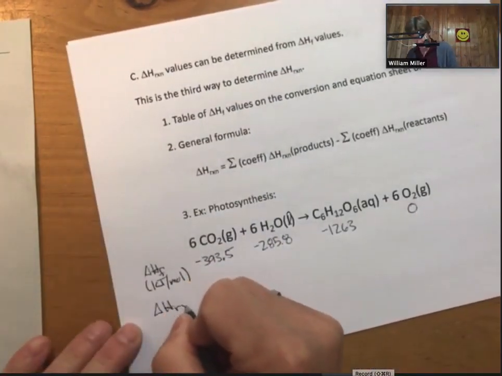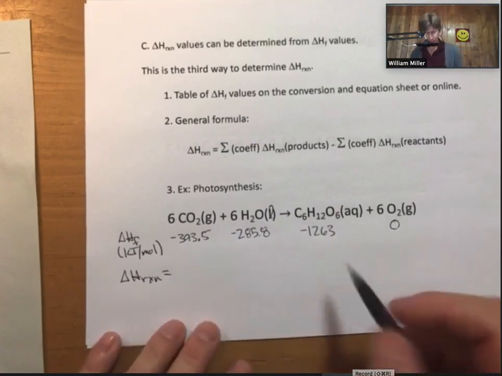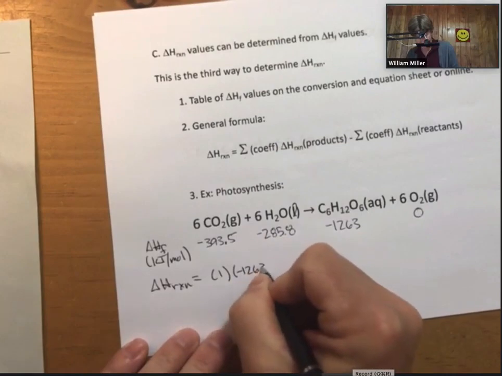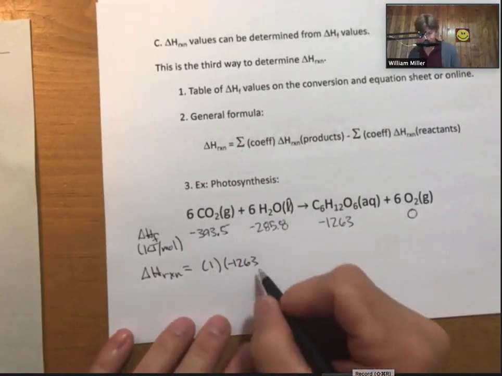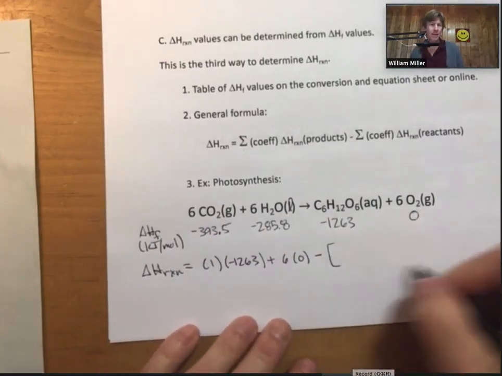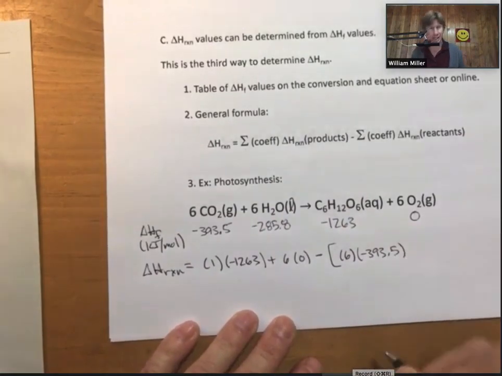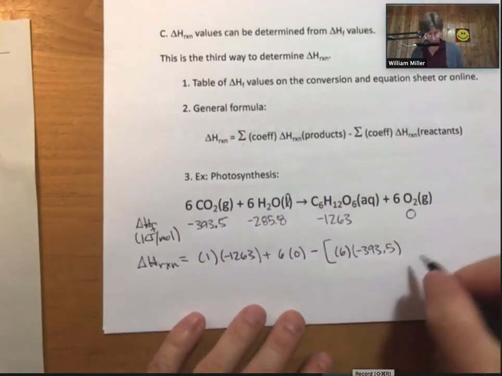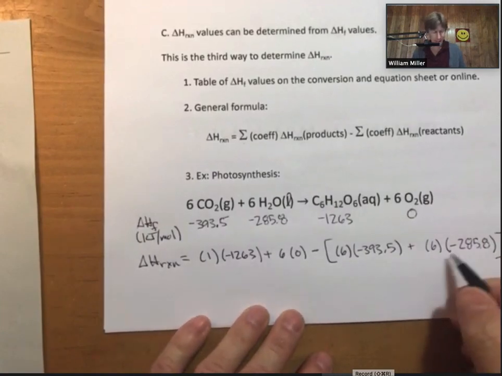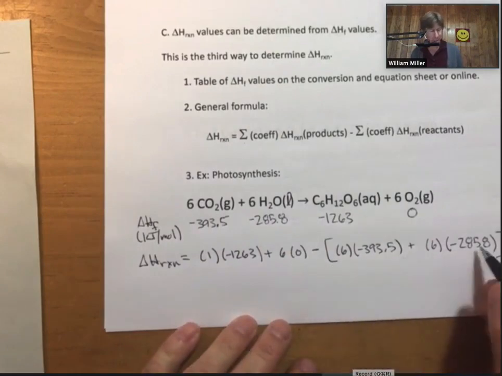Now, application of this formula is another application of final state minus initial state. Products will be our final state. So it's going to be delta HF of the products times their coefficient, so 1, and I'm going to omit units here until the end. Plus 6 times 0, minus, and this time it's going to be minus the quantity for all the reactants. So 6 times negative 393.5, that's for my carbon dioxide, plus 6 times the value for my H2O, my water. These are going to be double negatives, so these will end up being positive terms.